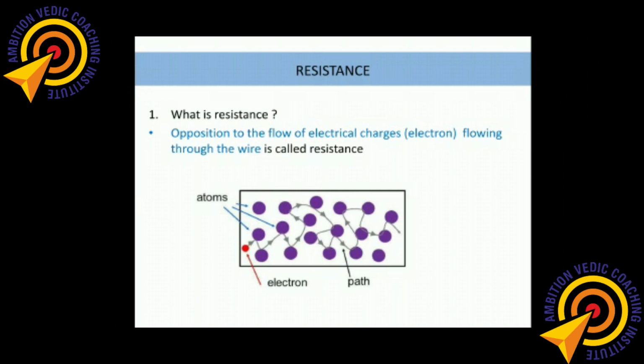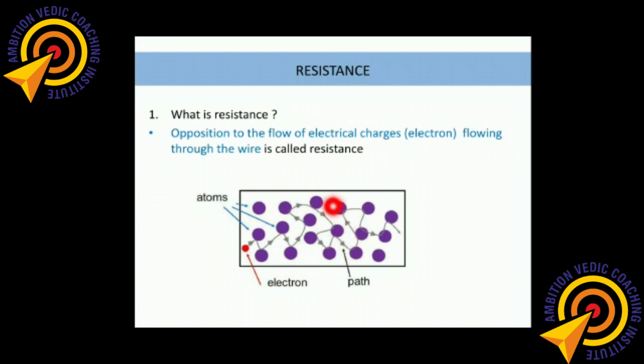This is nothing but a piece of a wire. See, this is the upper portion, this is the lower portion. Now you will be knowing that every material is made up of a large number of atoms. As you can see, these purple dots basically represent atoms. So if you have a wire, in that wire there will be a large number of atoms, millions, billions and trillions of atoms are present.